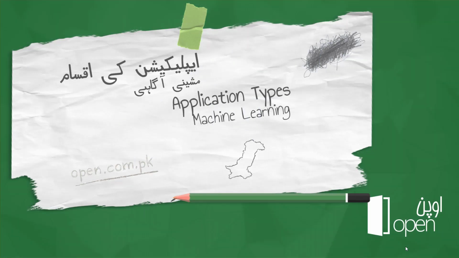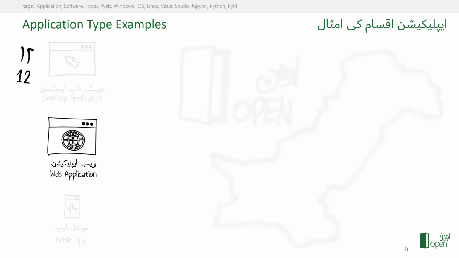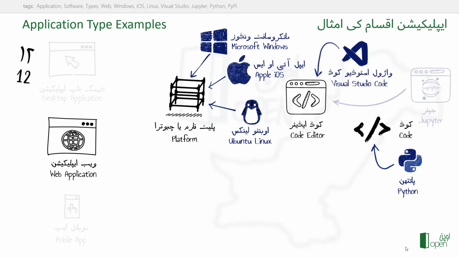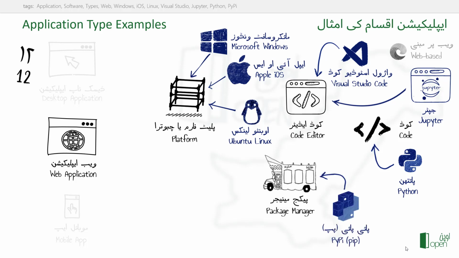I chose to cover two examples of machine learning applications. Let's look at what those are. The first example of a machine learning application is one that can be developed and housed in a web browser running in either Microsoft Windows, Apple iOS, or Ubuntu Linux. The source code is written in Python using either Visual Studio Code or Jupyter, a web browser-based code editor. The developer can also use the PyPy package manager using the pip command in Python.